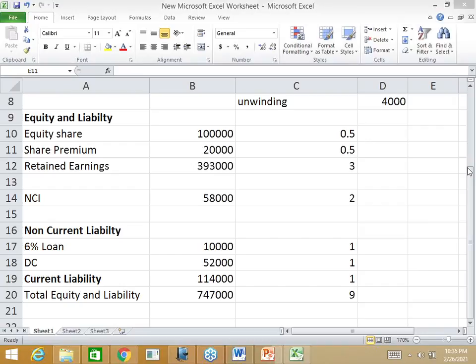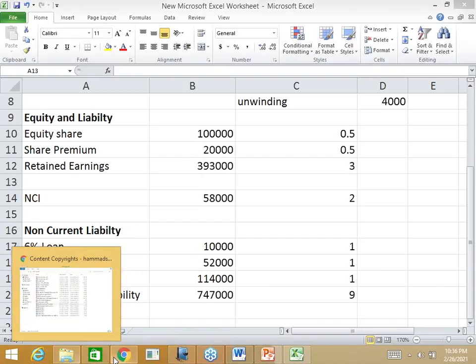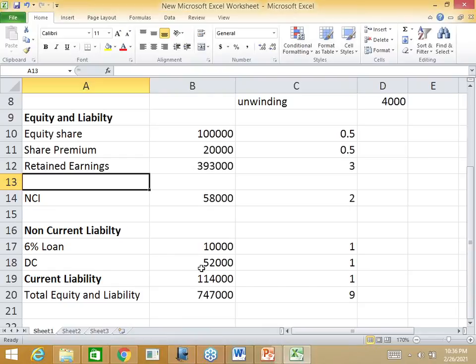Yeah, we should take a break now. A student was asking for the break. So I think the balance sheet is quite clear to all of you. Just after the break, we will start working on the income statement.